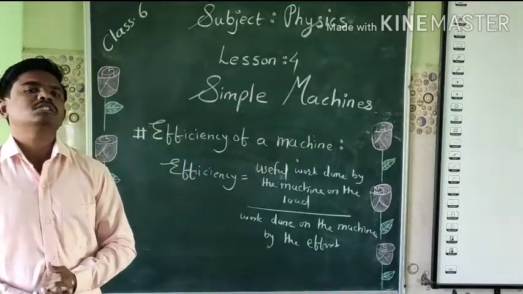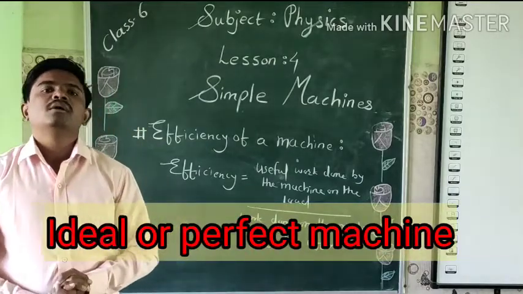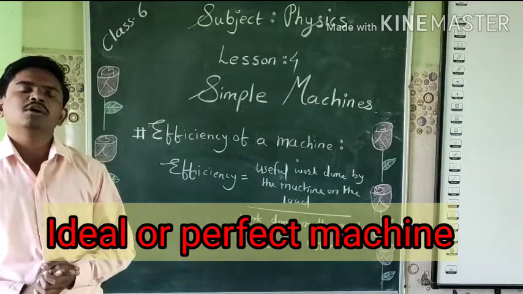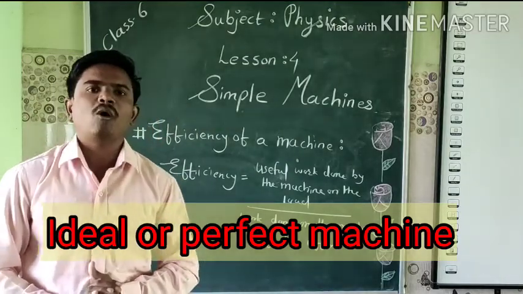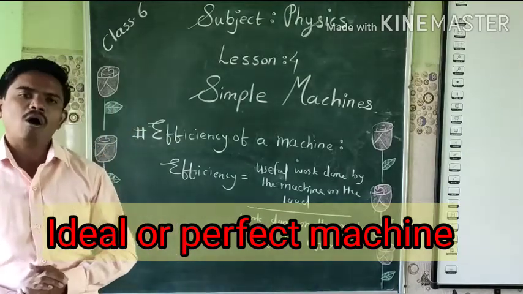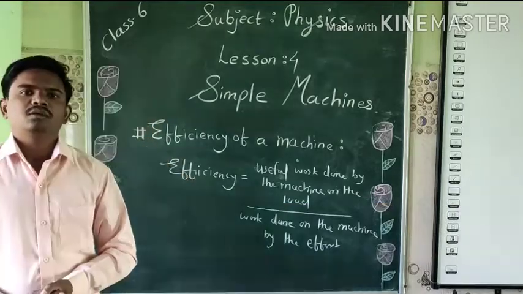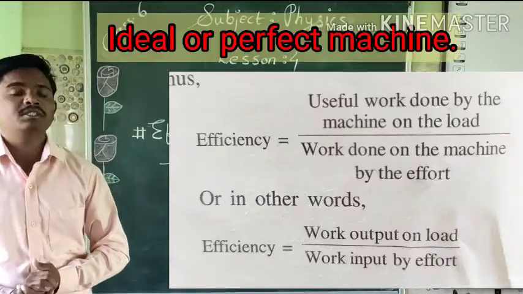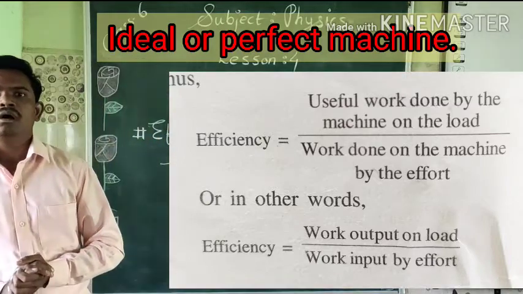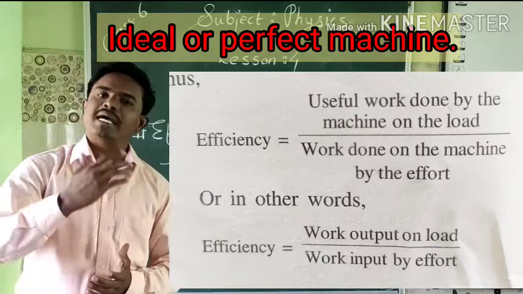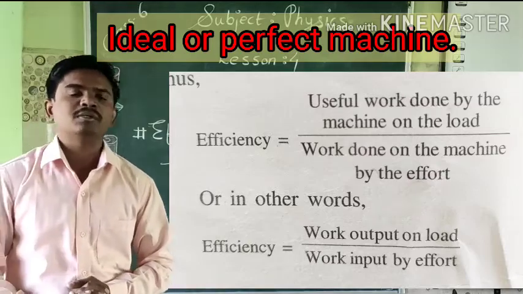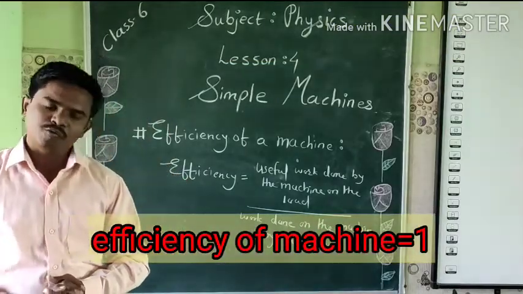Now we will talk about the ideal or perfect machine. A machine in which no part of the work done on the machine is wasted is called an ideal or perfect machine. In a perfect or ideal machine, the work output on the load and the work input by the effort are equal. So in that condition, the efficiency of the machine is equal to 1.